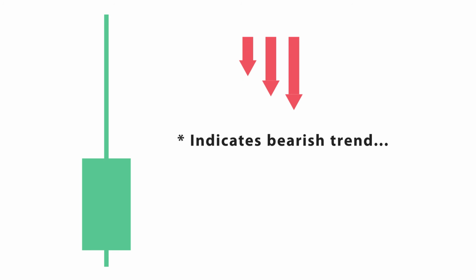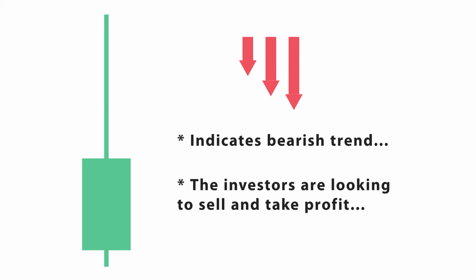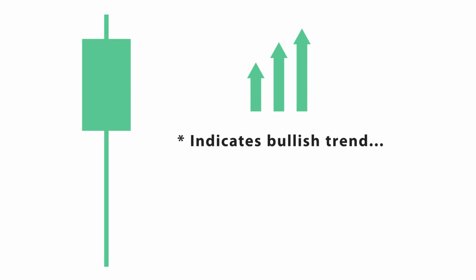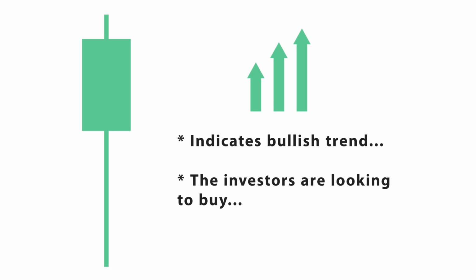A long upper shadow could be an indicator of a bearish trend, meaning that investors are looking to sell and take profit. The longer the upper shadow, the stronger an indicator. A long lower shadow could be a bullish signal, indicating that investors are looking to buy, thus driving prices up. The longer the lower shadow, the more reliable the signal.